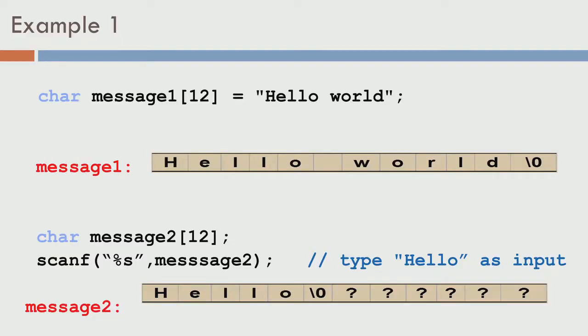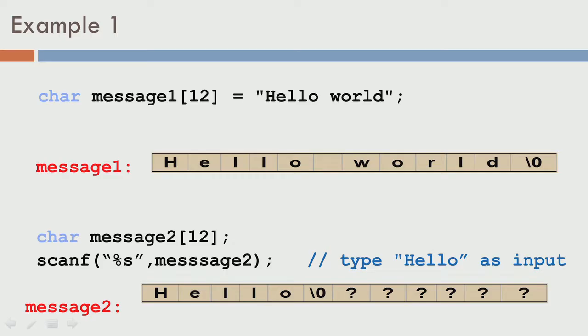For message 2, let us say I typed hello as input. Then HELLO will go as the first 5 characters in message 2, and as I said, C automatically puts in a \0 at the end of strings if you scan them from the user. So \0 is the 6th character, which happens in the 5th location. The 0th location has H, the 1st location has E, the 2nd location has L, and so on.